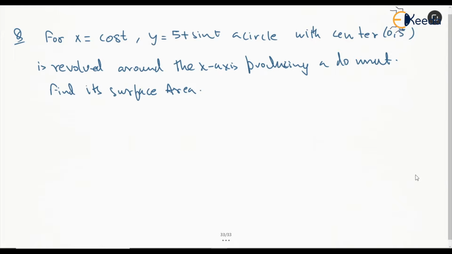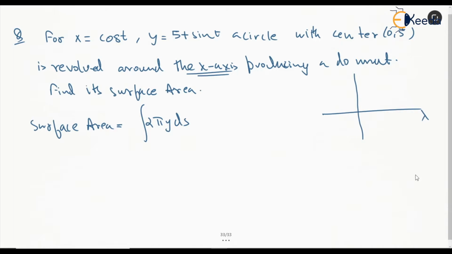So we know that the surface area is equal to the integration of 2 pi y ds when the revolution is about the x-axis, right? Or else it would have been 2 pi x ds when the revolution is about the y-axis. So let's see what this is. This is x and this is y, or otherwise you can take it into the form of a polar graph also.